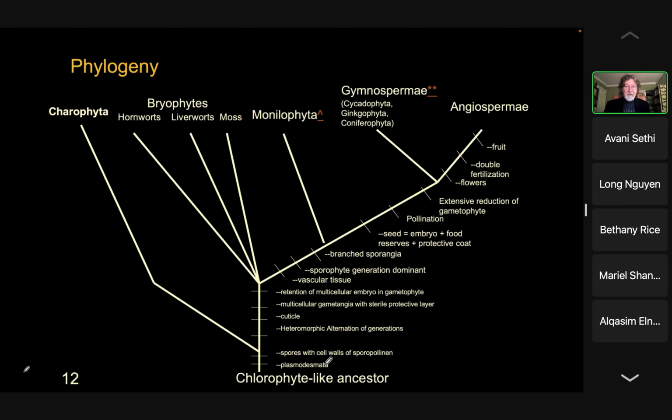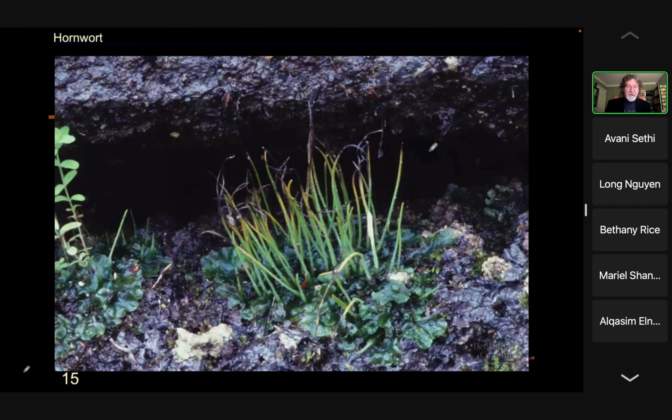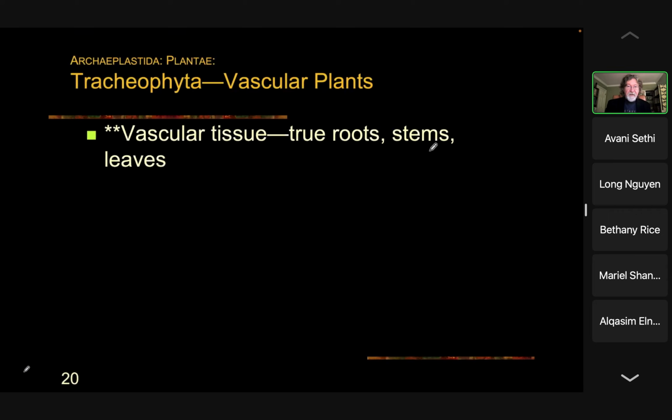I should have hyperlinked this, but from here on, this is a monophyletic clade that's called the Tracheophyta. I don't have that word right here, but still the Tracheophyta is from here on up. It includes the Monilophyta, Gymnospermae, and Angiospermae. Okay, Tracheophyta. These are the vascular plants. They have vascular tissue, and that is the synapomorphy that holds them together.